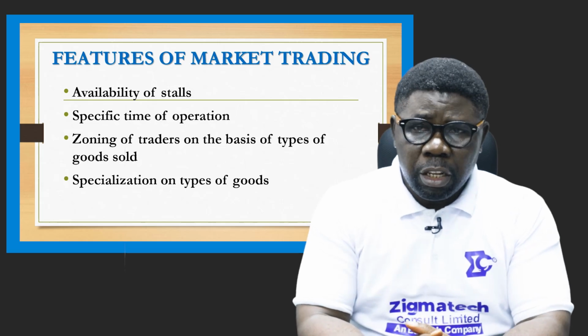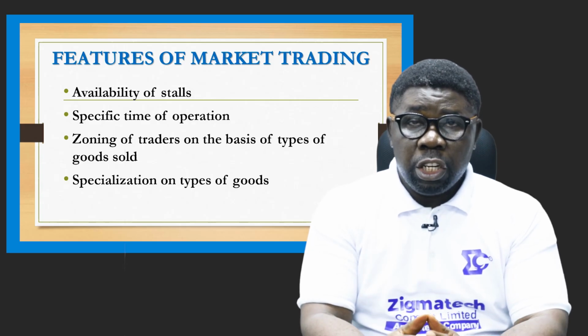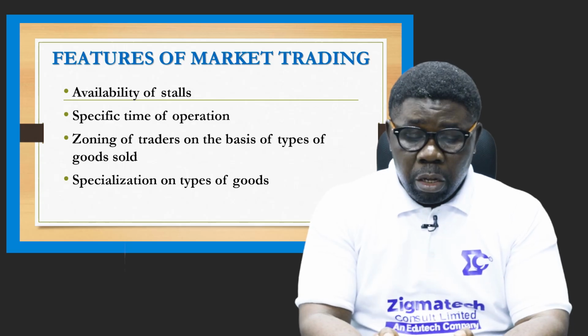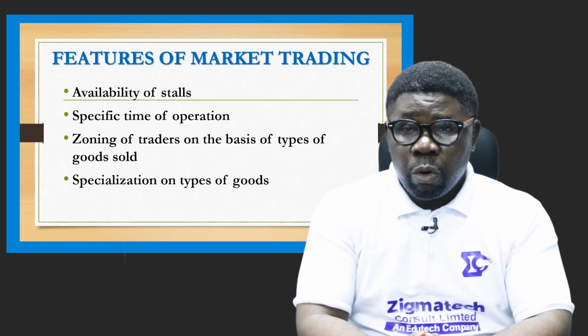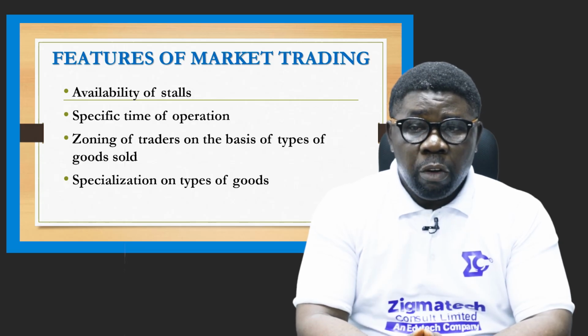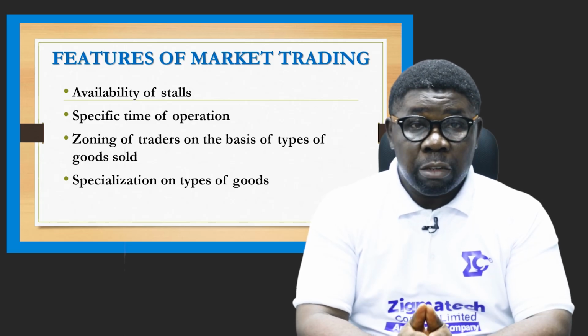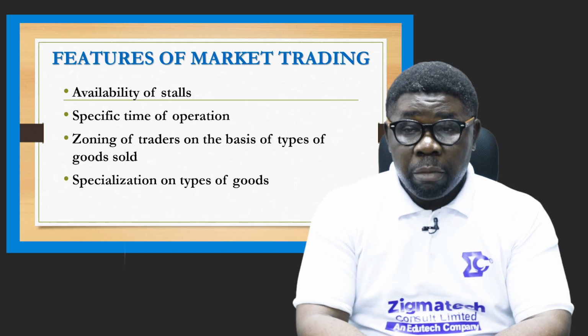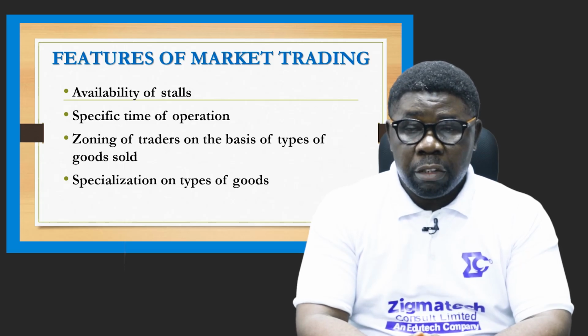Features of market trading include the following: availability of stores. That is, you have these stores where shades or structures are built, and small shops are provided for rentals. They have available stores for people to use to sell their products. Then specific time of operation. A lot of markets have opening hours and closing hours, and some days as well. So they operate at specific times, and some of them on specific days. Yes, that's one of the natures of market trading activity.